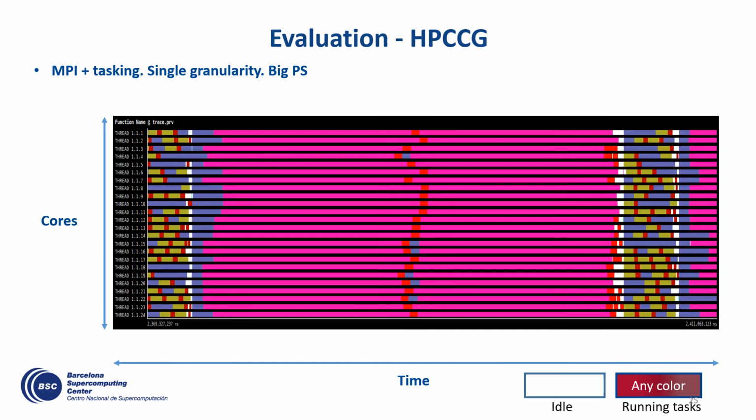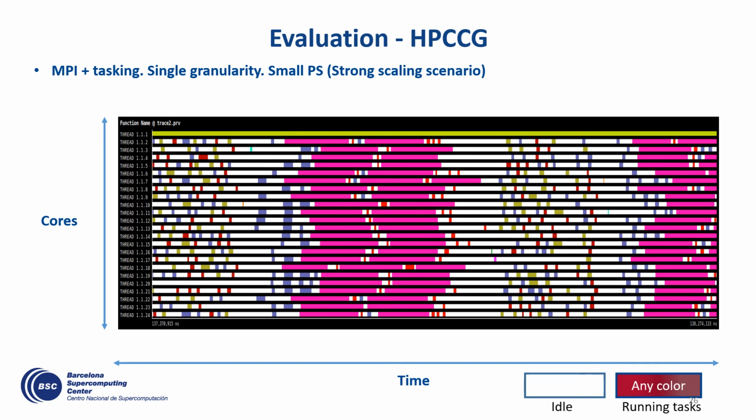We start again with an execution trace of a single iteration using a big problem size. There is a single granularity for all the different kernels. Again, there is very little white color, meaning that most of the time the cores are running tasks. However, again, if we try to reduce the problem size to simulate the strong scaling scenario, things get worse. A lot of white color appears, so cores are idle a significant amount of time.